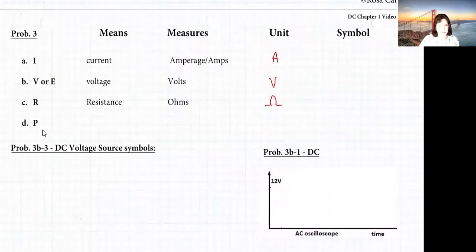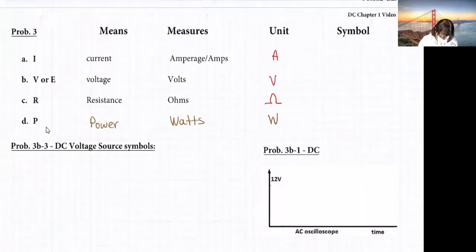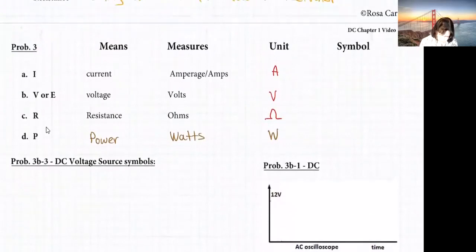We didn't talk about this one, but it was very important also. It is power, and it measures watts, and the unit is a big W. Okay, so let's look at the symbols. The symbol for current is going to be an arrow. It doesn't matter; current flows in many different directions, okay? So it could be one of those. And sometimes they have a little I next to it to indicate that that is the flow of current, okay?